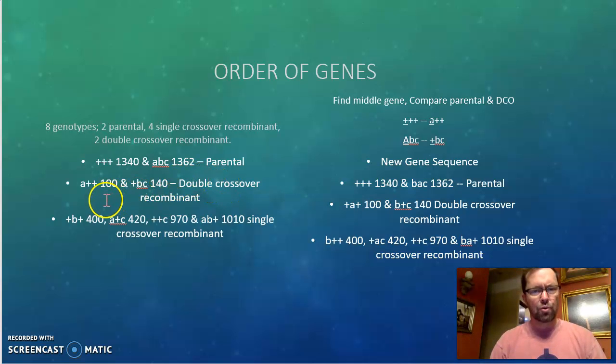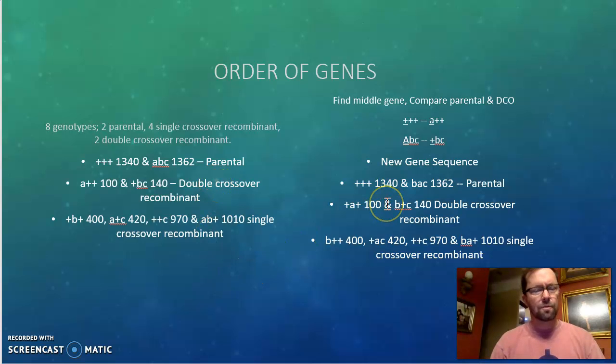The two genotypes with the lowest number of progeny were selected as the double crossover recombinant variants. That's why the A++ and the plus BC were selected. And the remaining are single crossover recombinants. So that's how the order was selected there. That's why the parentals were the ones that I chose there.